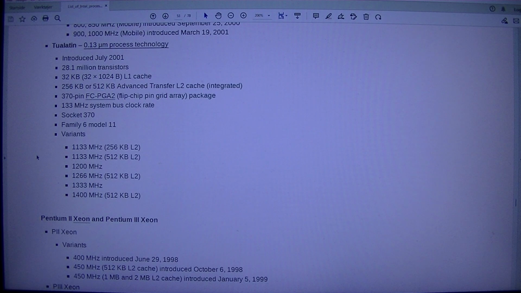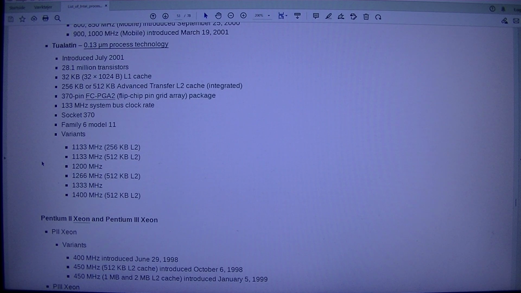Variants: 1133 MHz, 256 kilobytes L2. 1133 MHz, 512 kilobytes L2. 1200 MHz. 1266 MHz, 512 kilobytes L2. 1333 MHz. 1400 MHz, 512 kilobytes L2.